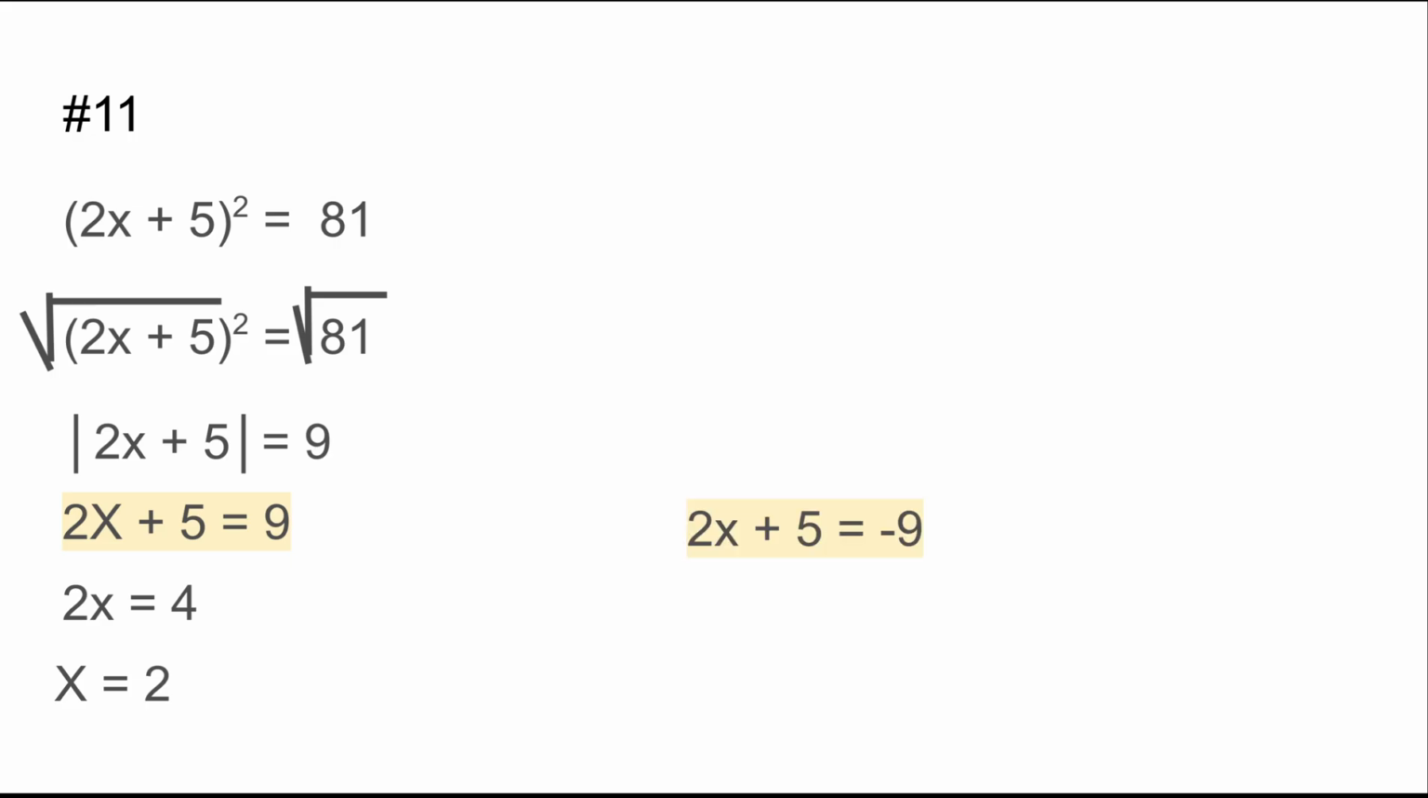2x + 5 equals negative 9. Subtract 5 from both sides, and we get 2x equals negative 14. Divided by 2, x equals negative 7. And 2.